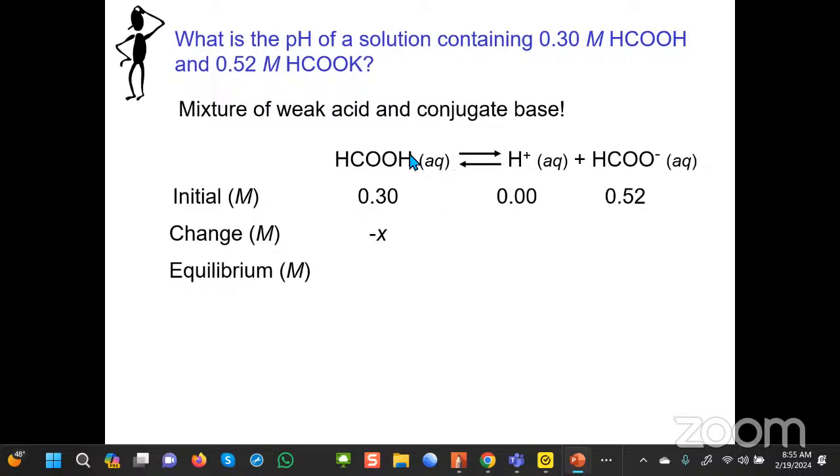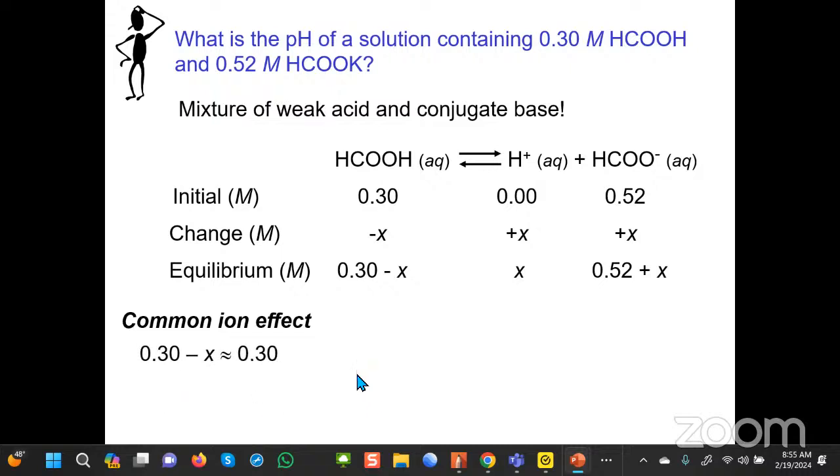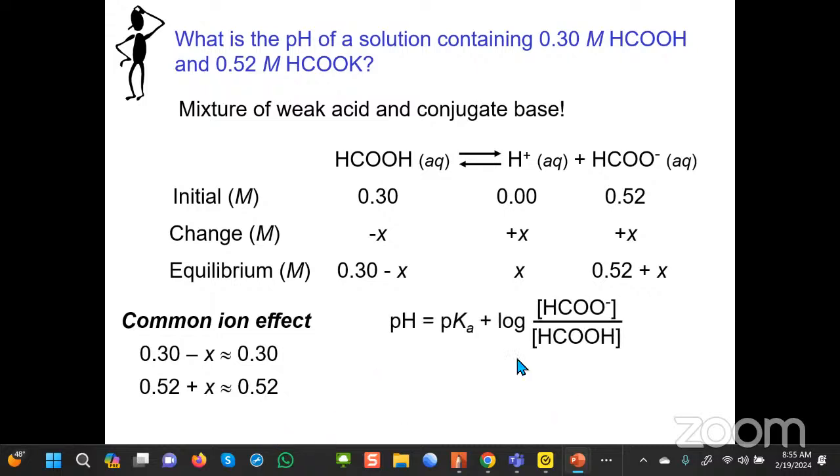Then we look at the change. As far as the formic acid is concerned, some of it will react, so the change for that would be minus X. The change for the H+ would be plus X, and the change for the conjugate base would be plus X, so that at equilibrium, we have these terms right here, all right? And then we make an assumption that X is so small that 0.30 minus X is 0.30, and we do a similar thing for this part here. 0.52 plus X is approximately equal to 0.52, and then we plug those values into the Henderson-Hasselbalch equation.